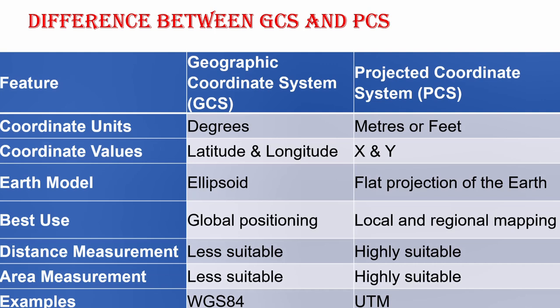The best use of geographic coordinate system is for global positioning. However, projected coordinate system best use is local and regional mapping. Distance measurement in geographic coordinate system is less suitable. On the other hand, it is highly suitable for projected coordinate system. In the same manner, area measurement in case of geographic coordinate system is less suitable. On the other hand, it is highly suitable for projected coordinate system. Example of geographic coordinate system is WGS 1984. On the other hand, projected coordinate system example is UTM.